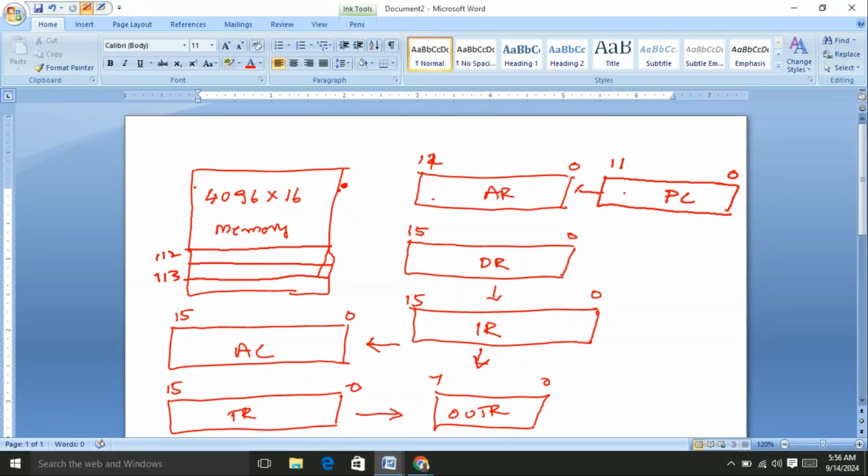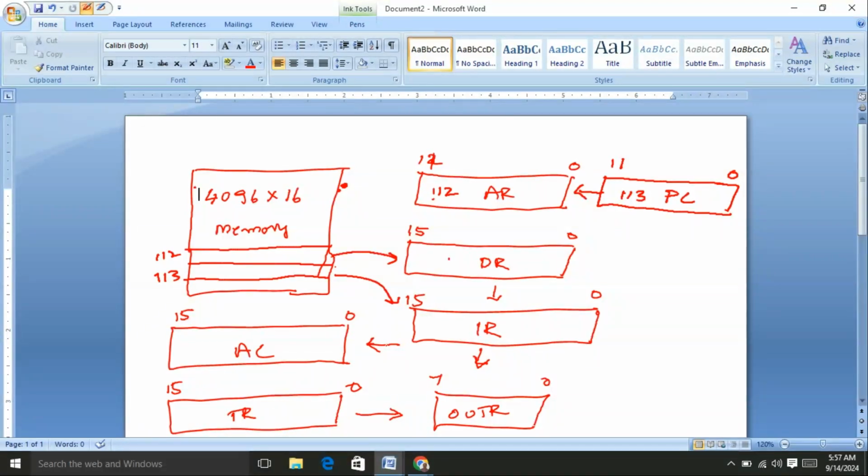From the program counter, 112 will come to the address register. When the address from the program counter to the address register is transferred, the program counter, that is the address of the next memory location, is automatically updated. Now this is 113. So we can remember or understand that the program counter contains the address of the next instruction to be executed. By using this address, either we fetch the data or instructions to the data register or instruction register, right?